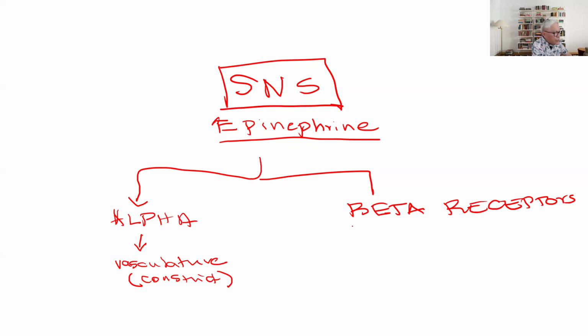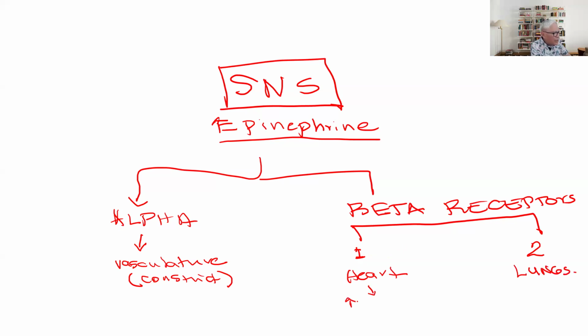Now, beta receptors are of two kinds, beta 1 and beta 2. And beta 1 is abundant where? Where are beta 1 receptors abundant? In the heart. Remember, we have one heart, and the beta 2 receptors are in the lungs. Okay, so in the heart, they increase inotropy, or the force of contraction, and also increase chronotropy, which is going to be heart rate.